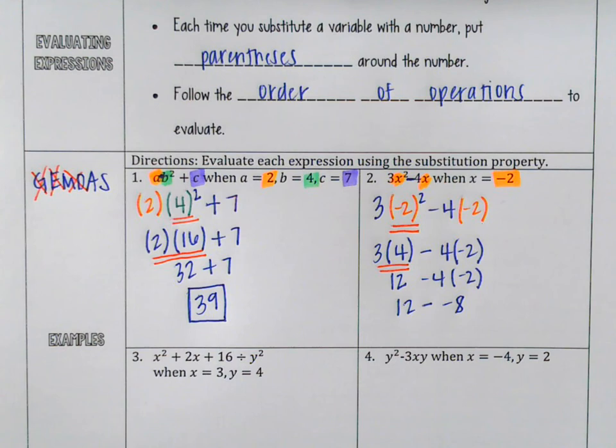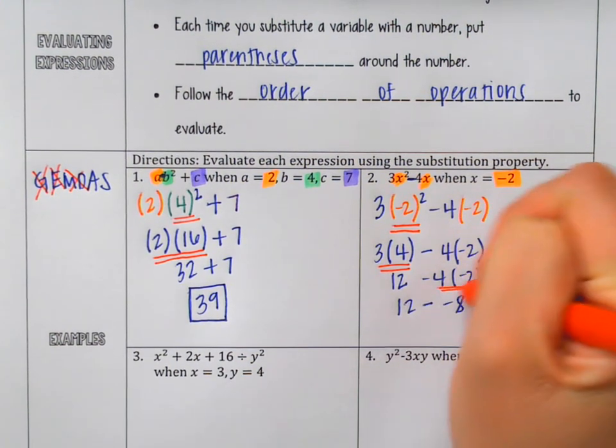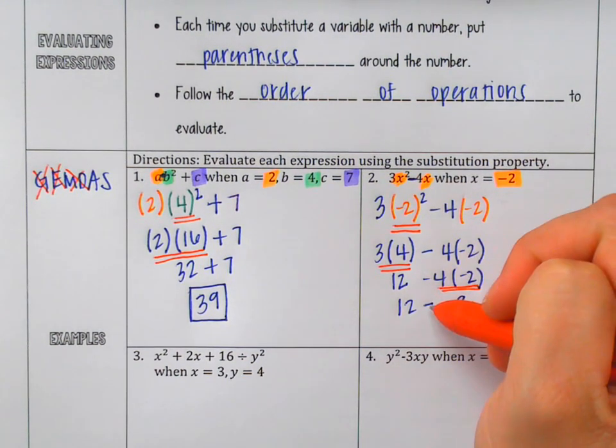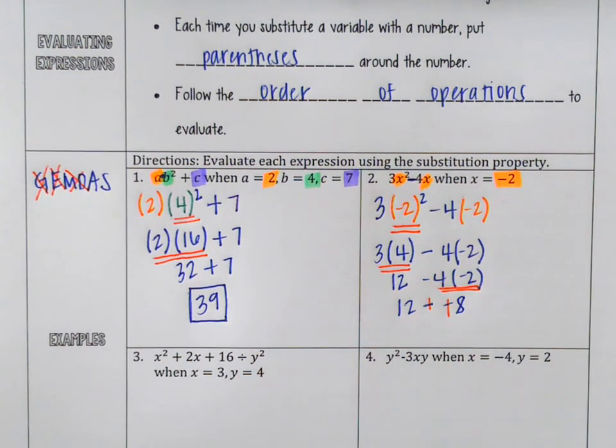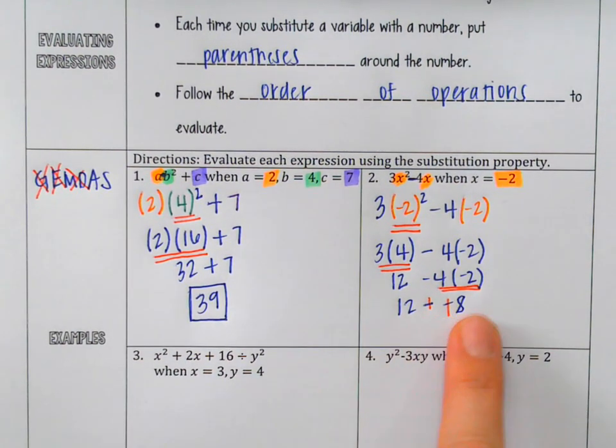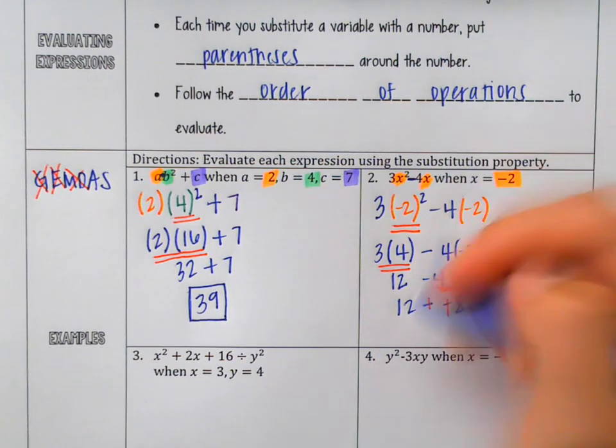Now, we haven't really talked much about adding and subtracting positive and negative numbers. I don't know all the things that you guys have been taught before with the negatives, but all I know is that when you're subtracting a negative number, they become positive. So 12 minus a -8 is the same as 12 plus 8. And we know 12 plus 8 is 20.